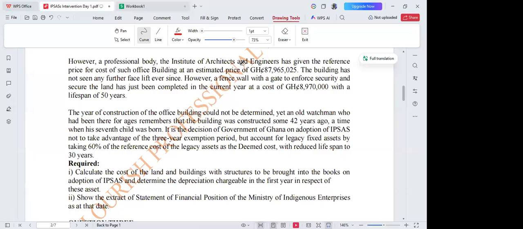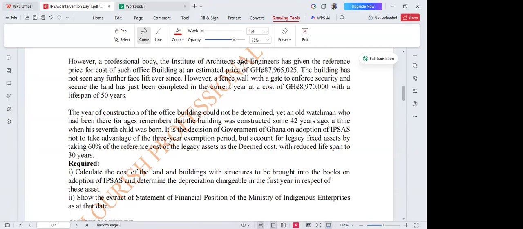The year of construction of the office building could not be determined, yet an old watchman who had been there for ages remembers that the building was constructed some 42 years ago, a time when his seventh child was born. It is a decision of the Government of Ghana on adoption of IPSAS not to take advantage of the third-year exemption period, but account for legacy fixed assets by taking 60% of the reference cost of the legacy assets as the deemed cost, with reduced lifespan to 30 years.